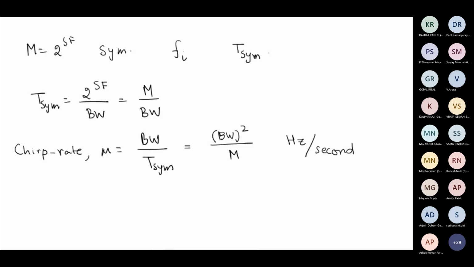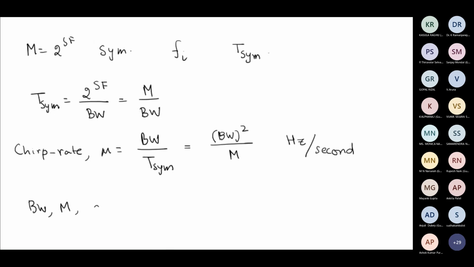So this says that over the same bandwidth, if we keep the bandwidth the same, the chirp rate would decrease linearly with the value of M. Whereas if we keep the modulation order M the same, then the chirp rate will increase quadratically as we increase the bandwidth. And one important thing to keep in mind here is that different choices of bandwidth and the modulation order can still lead to the same chirp rate.